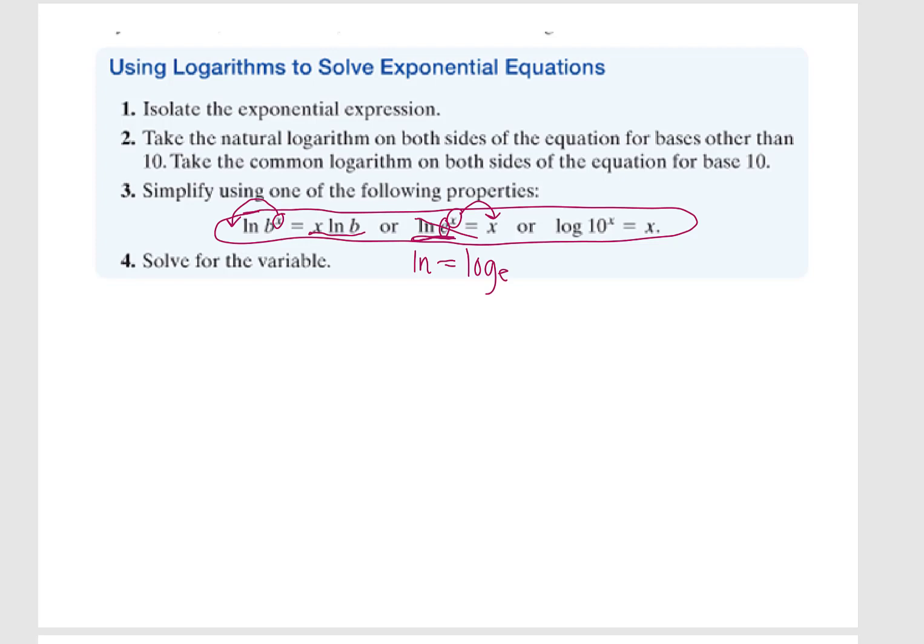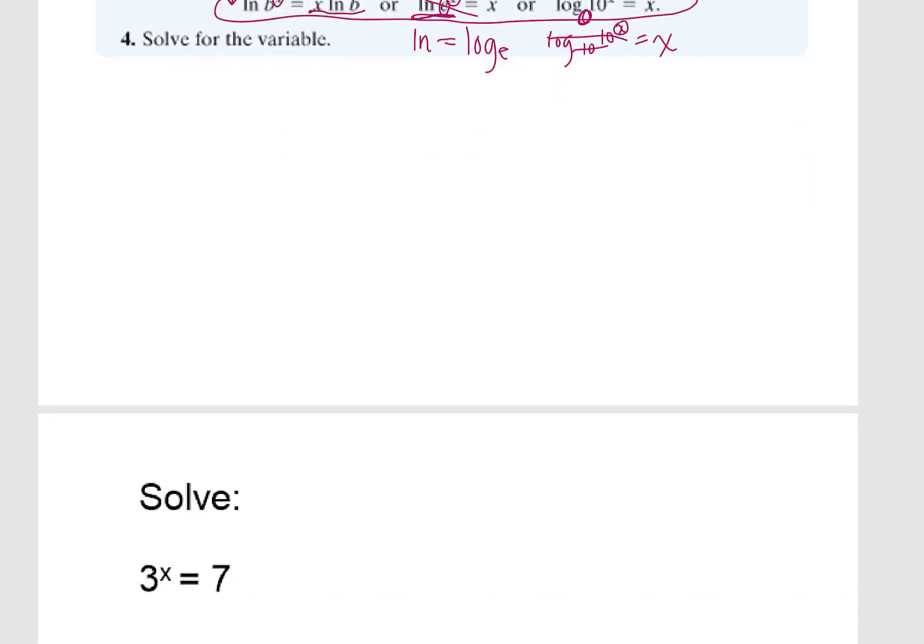The last property they show is the common log. When we don't see a base, we understand that there's a 10 there. Same thing: if that base is the same as the number we're taking the log of, then whatever the exponent is will be the answer. This cancels all of it out. Okay, so let's go ahead and look at some problems where we'll use those properties.